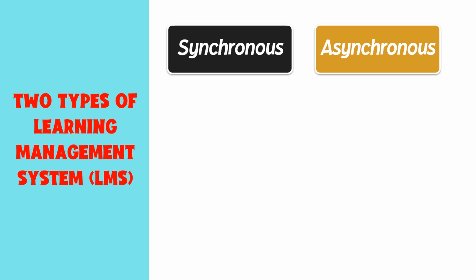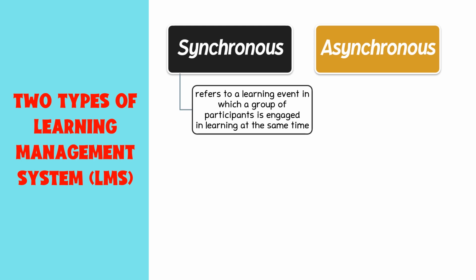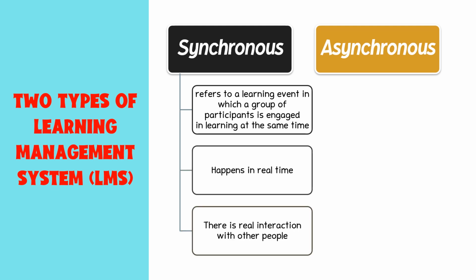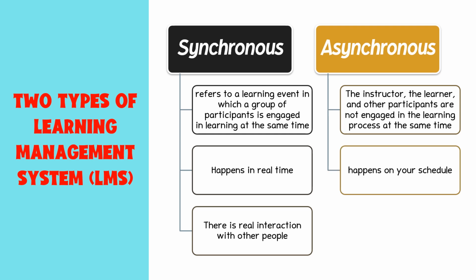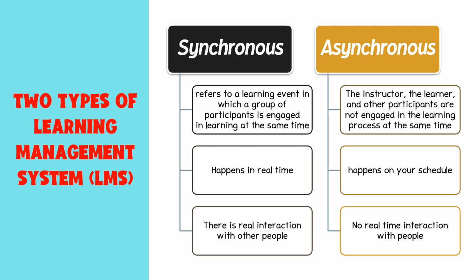So, unsa yung difference aning synchronous ug asynchronous? For synchronous, it refers to a learning event in which a group of participants is engaged in learning at the same time. It happens in real time and there is real interaction with other people. For asynchronous, this is just the opposite of your synchronous, meaning the instructor, the learner, and even the participants are not engaged in the learning process at the same time. It happens on your schedule and there is no real-time interaction with people.